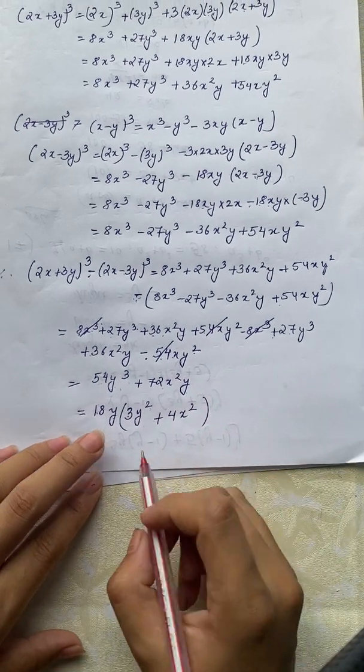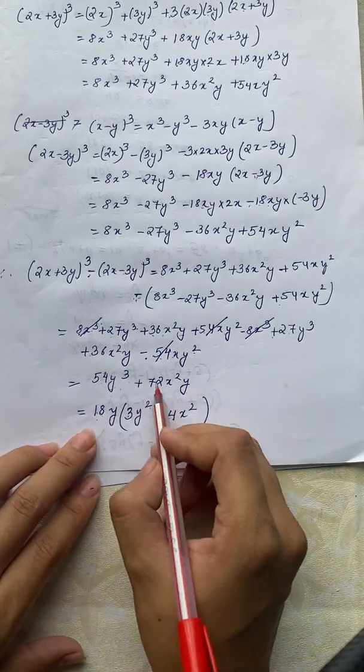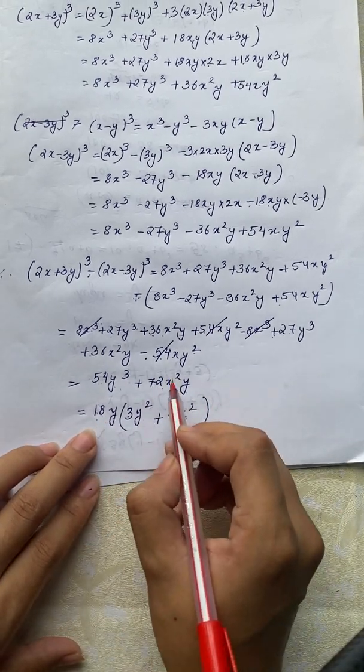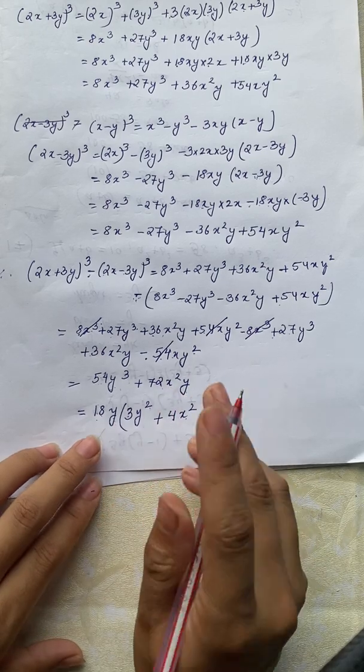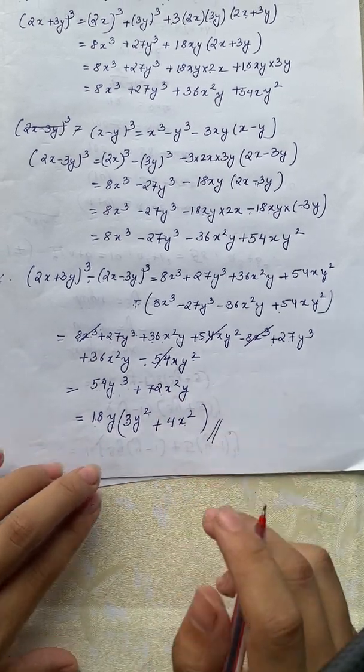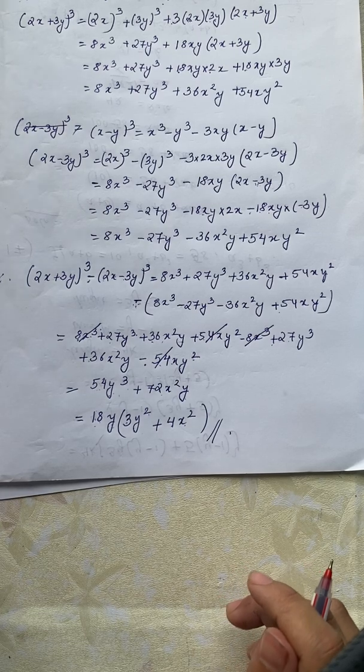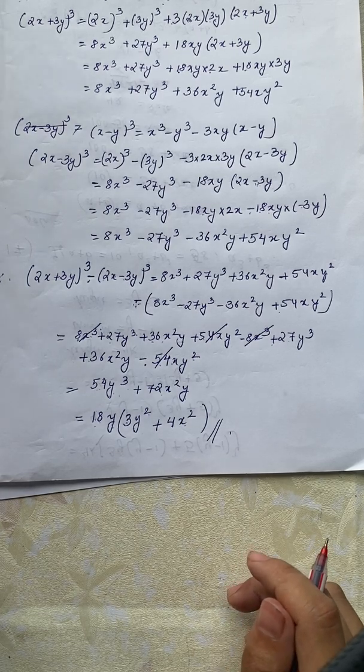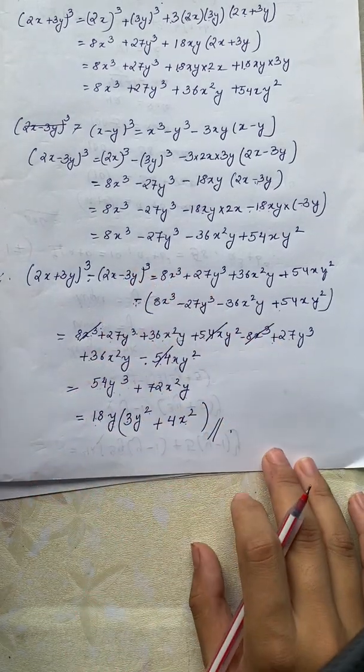That means you look at this. 18 into 4, 72, x², here x², y from here. Clear? So this is the answer. Alright? Okay, so we'll go with the last question for this exercise.